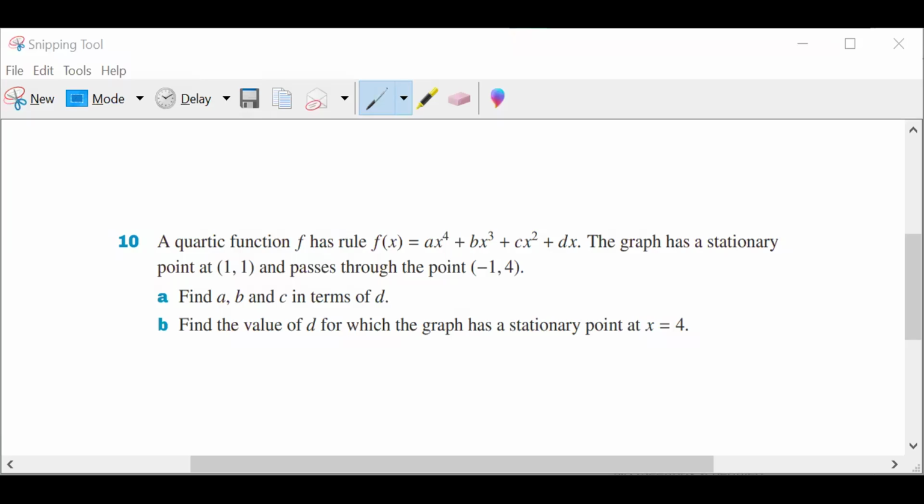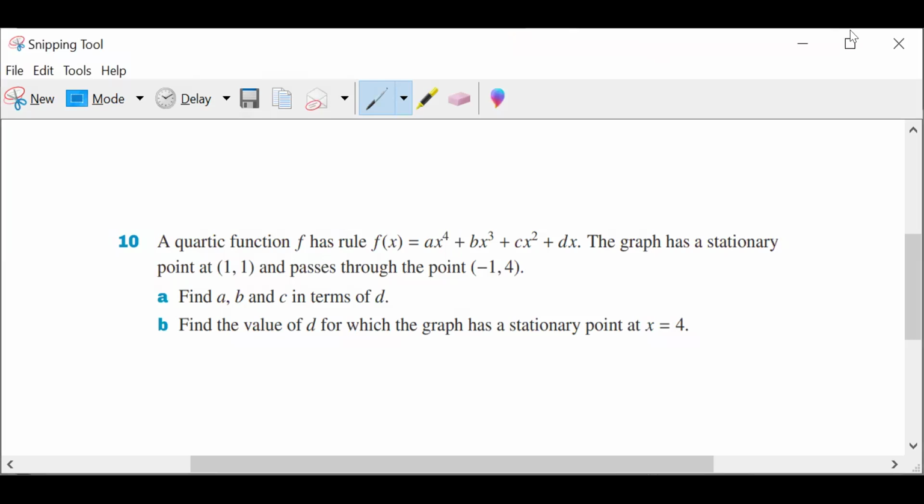So today we'll be going through another tutorial on the TI-Nspire CX II on the topic of differentiation for family functions. So here we have a quartic function with the rule f(x) equals a times x to the power 4 plus b times x cubed plus c times x squared plus d times x, with a stationary point at (1, 1) and passing through the point at x equals -1 and y equals 4.